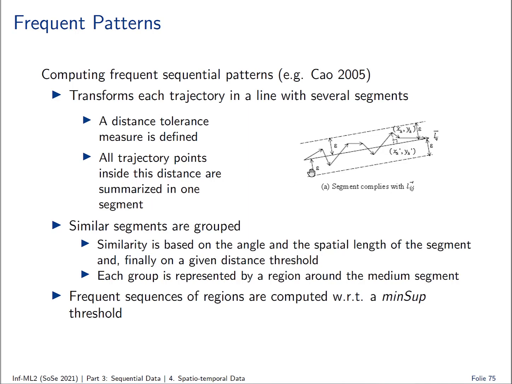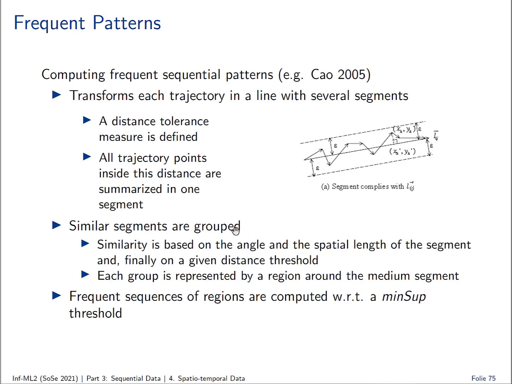Yeah, and we use, for example, here a distance tolerance measure of epsilon, and as long as all the observations of this trajectory are within this epsilon bandwidth, within this tolerance band of bandwidth epsilon, we aggregate them into one common segment, into one line here. So all these things here are within a bandwidth of epsilon, so we would summarize all those observations into one segment.